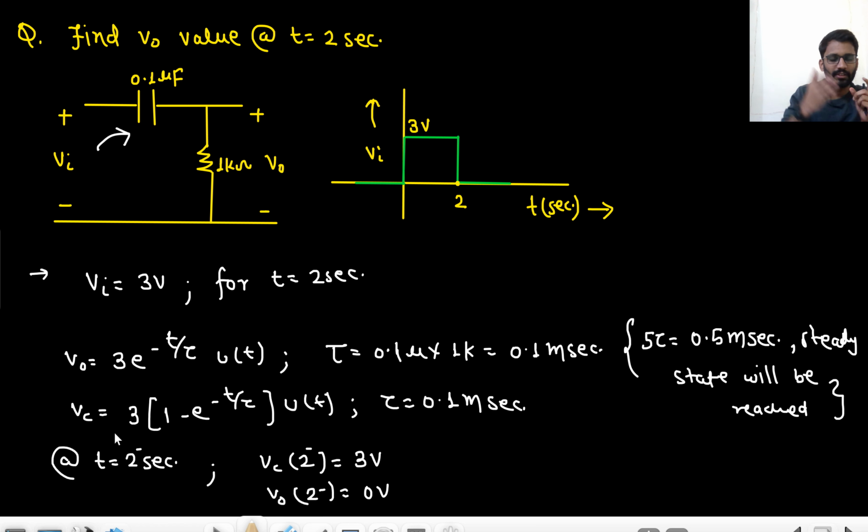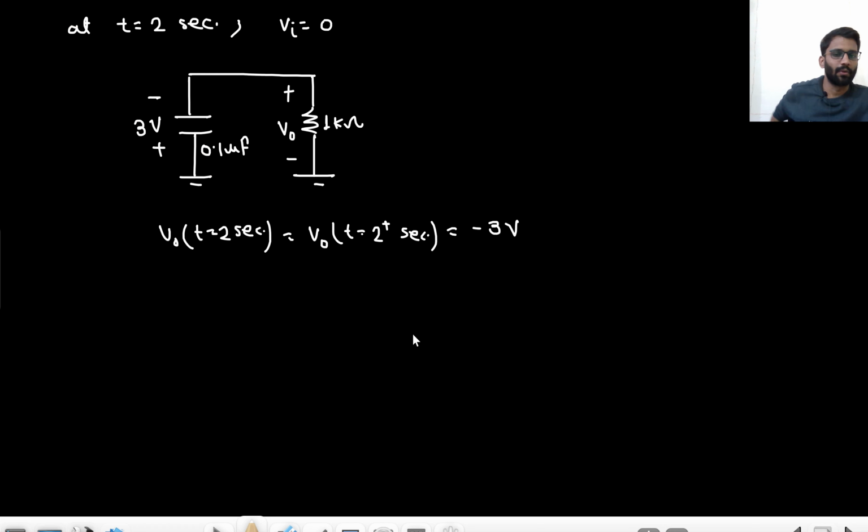What you will do, time constant is very low. That means steady state will be reached within 0.5 millisecond only, and 2 seconds is a very large amount, right? So whenever input is 3 volt, it will reach 3 volt. Then it will remain at 3 volt. Now the input is gone. At t equals 2 seconds only they are asking. So 0 minus 3. That means minus 3 volt is my final answer. That means V naught value is minus 3 at t equals 2 seconds or 2 plus seconds.